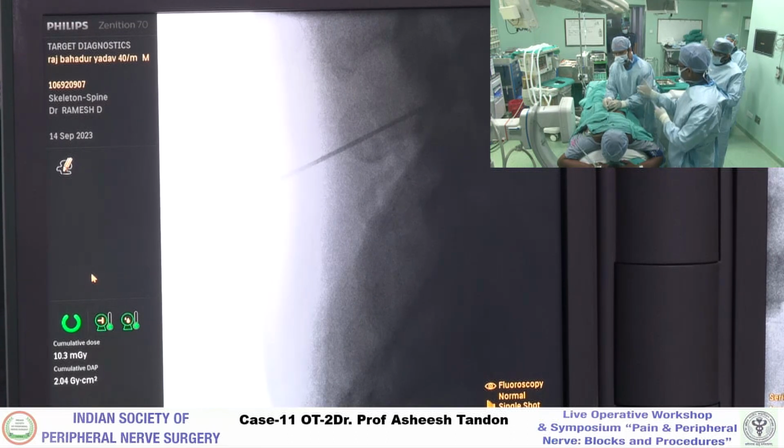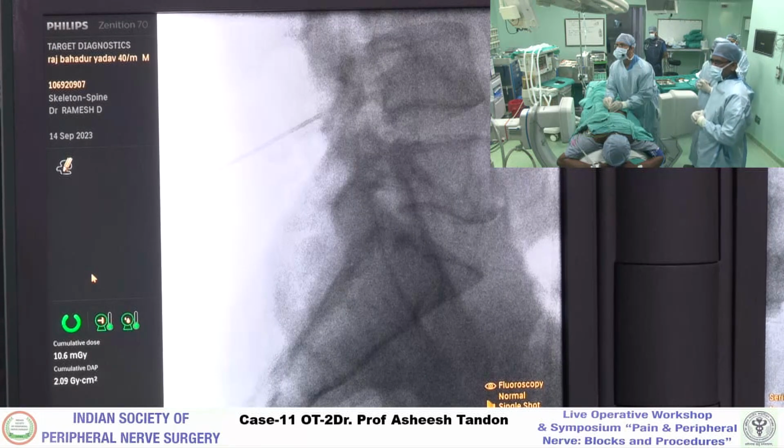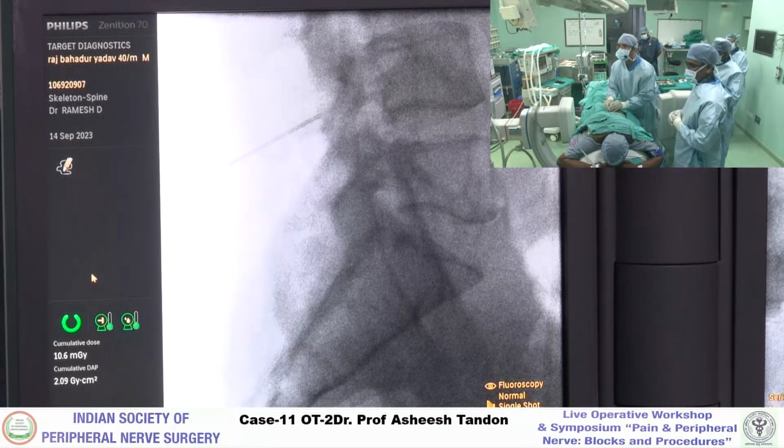Inside, okay. Loss of resistance. But it is too up. We don't really want that up.